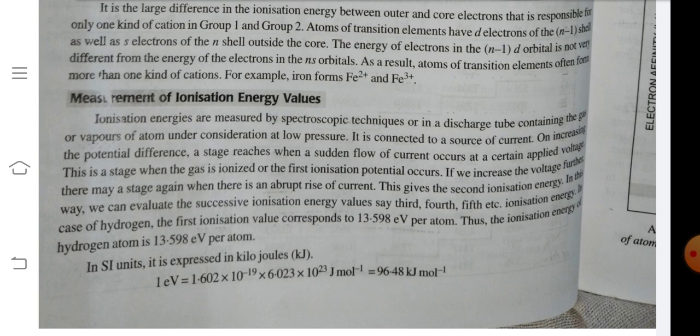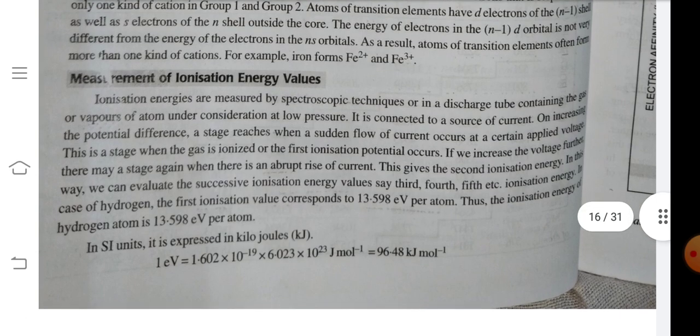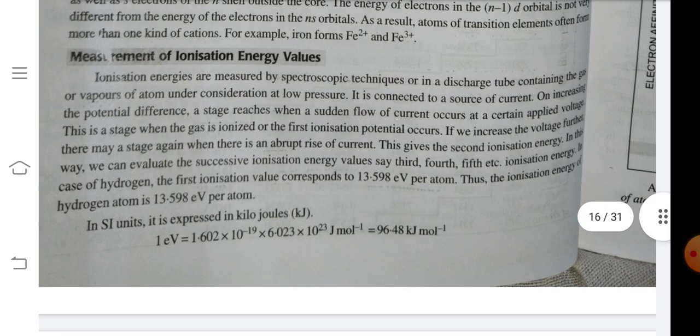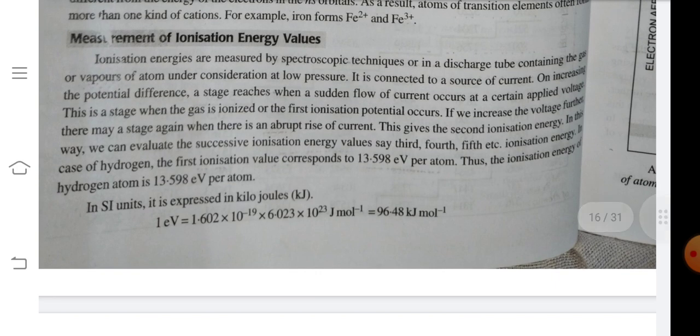Atoms of transition elements have d electrons of the n-1 shell as well as s electrons of the n shell outside the core. The energy of electrons in the (n-1)d orbitals is not very different from the energy of the electrons in the ns orbitals. As a result, atoms of transition elements often form more than one kind of cation. For example, iron atoms form Fe2+ and Fe3+.